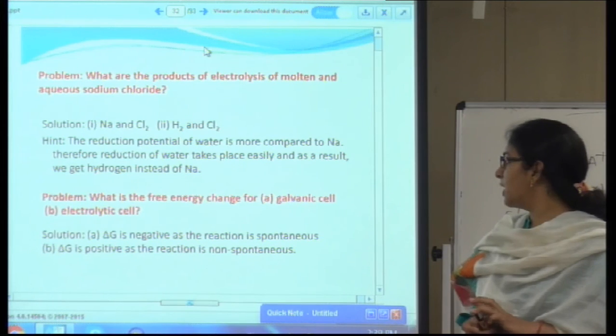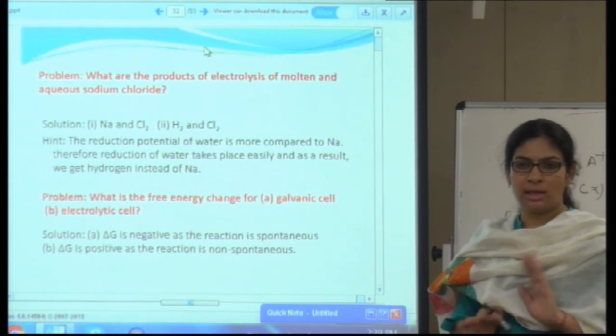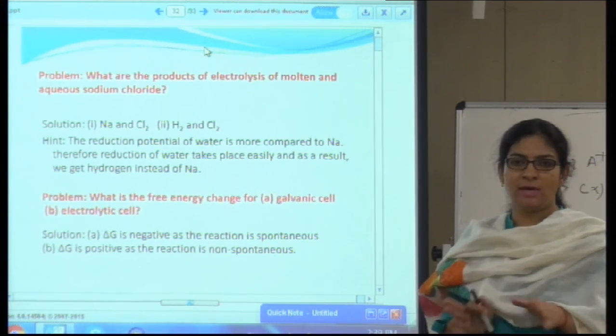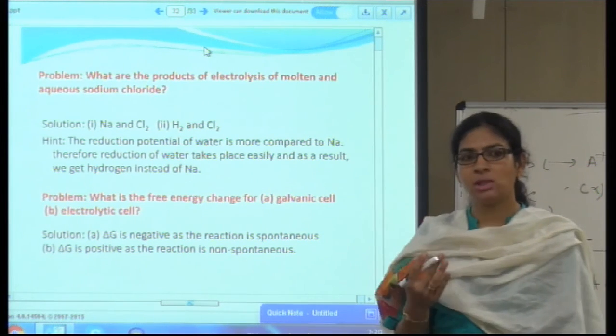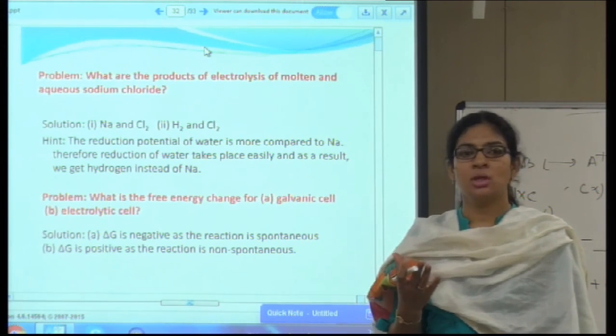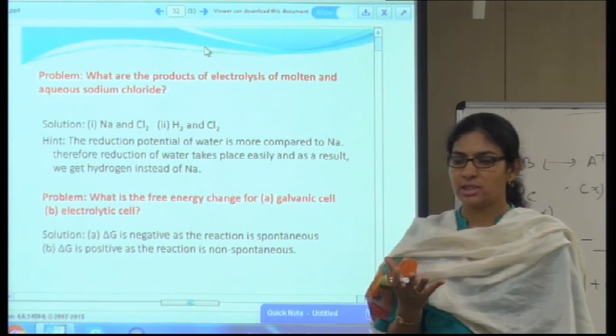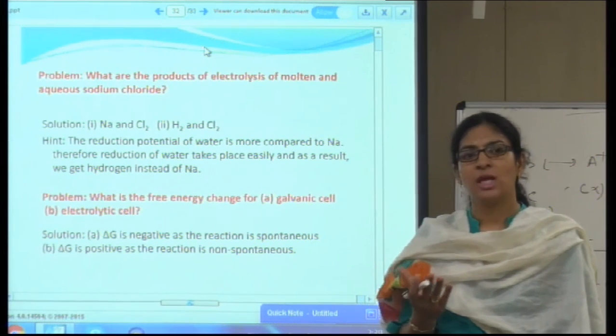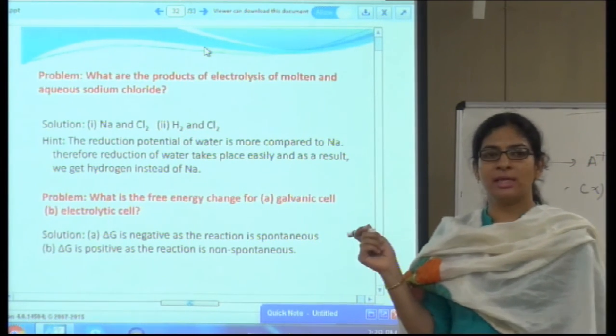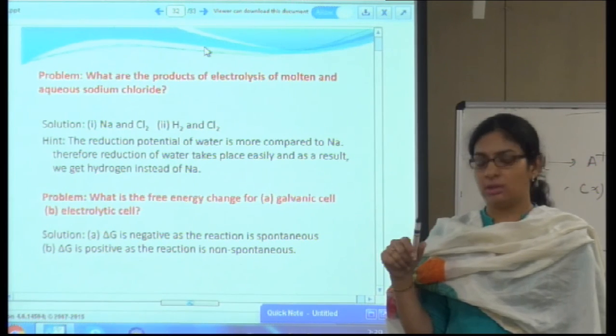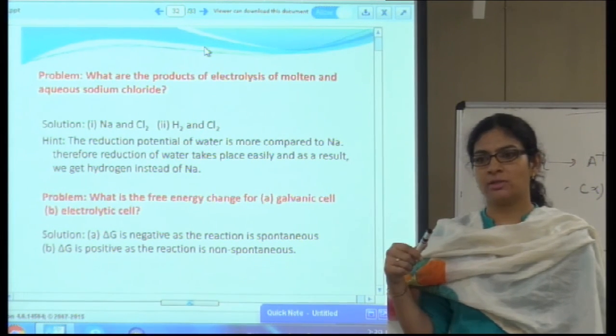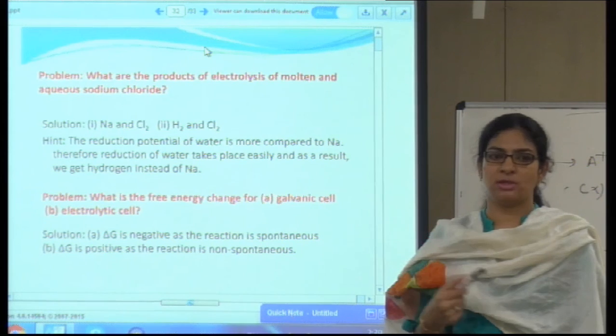What is the free energy of a galvanic cell and an electrolytic cell? Galvanic cell, because it involves a spontaneous reaction, for a spontaneous reaction delta G is less than 0, it is negative. And since the electrolytic cell involves a non-spontaneous reaction, delta G is positive in that case, right?